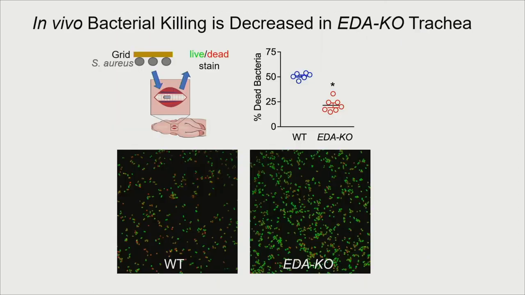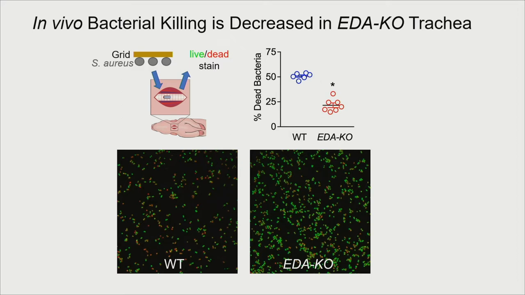So the first thing that we did was test the bacterial killing in EDA proximal trachea. What we do is take EM grids and we bind the Staphylococcus aureus bacteria to them. We then sedate a pig, open up a tracheal window, and set that grid in that window for 1 minute. We then take out the grid and stain it with a live dead stain. So down here is a confocal image of a grid from a wild-type pig, and you can see both green live bacteria and red bacteria are present in about equal amounts. In contrast, in the EDA knockout pigs, the predominance of the bacteria are green or live.